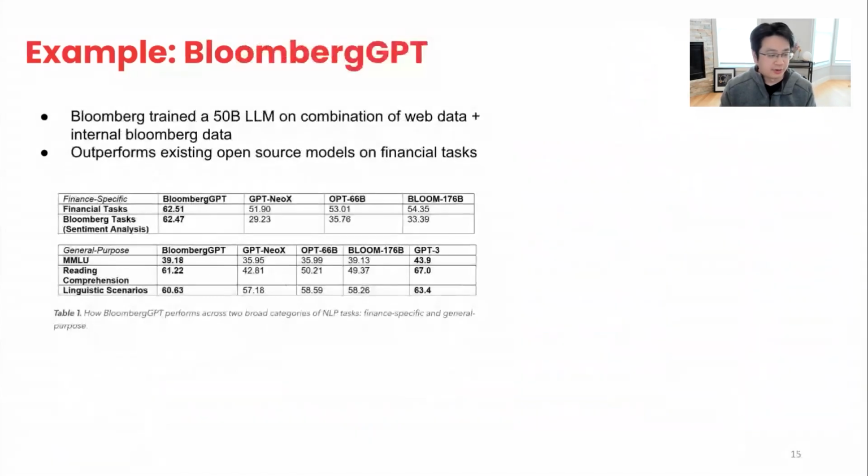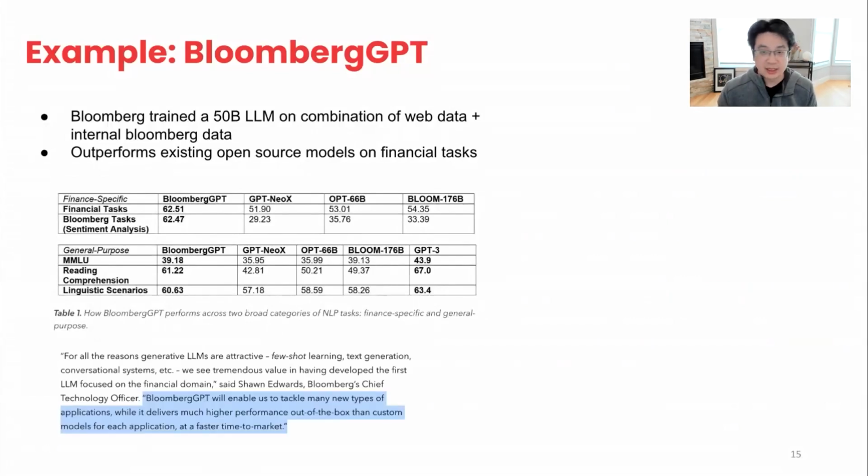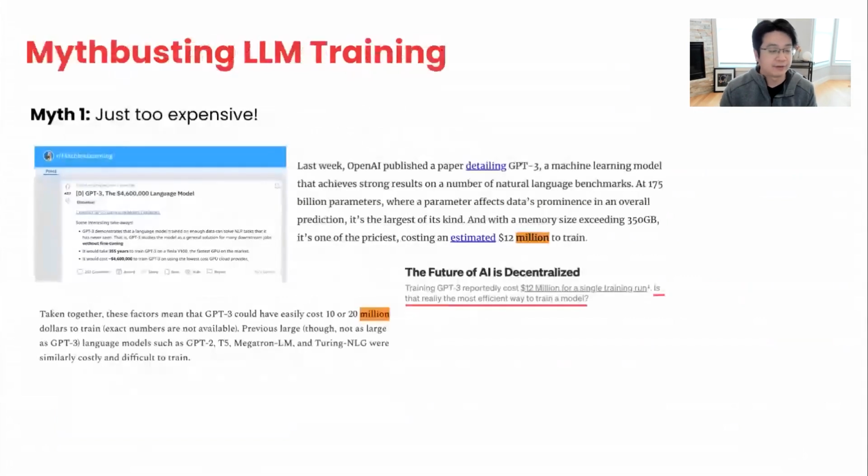Another great example of training your own model is BloombergGPT, where Bloomberg trained a 50 billion parameter large language model on a combination of open web data, but also their internal Bloomberg data. And it outperformed existing open source models on a wide variety of financial tasks.